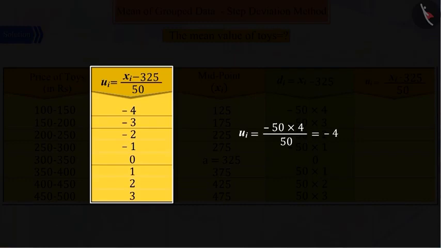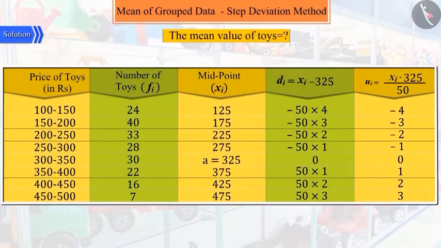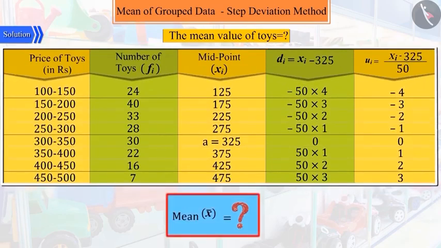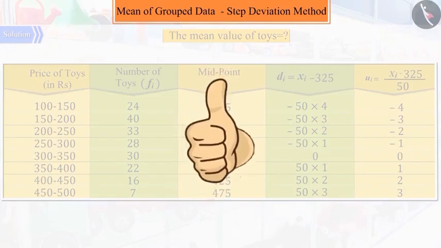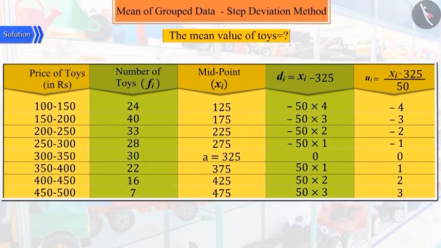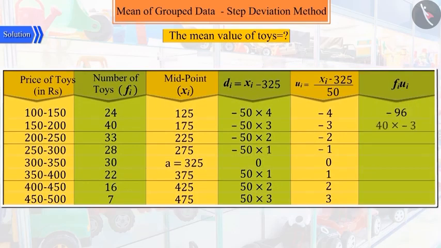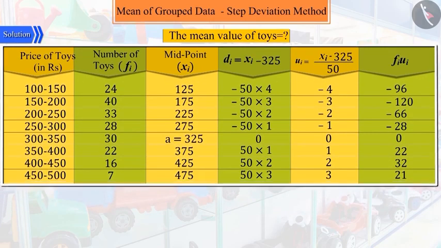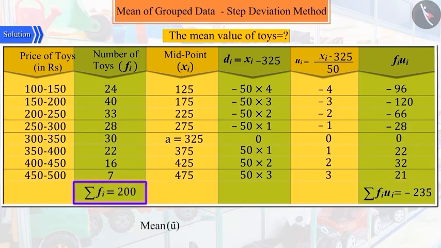From which we calculate all the ui and construct a table. Since we have to find the mean, can you tell what we will have to do to proceed? Very good. Now we multiply each ui by fi, and get the sum of their products, and divide them by the sum of their corresponding frequencies.